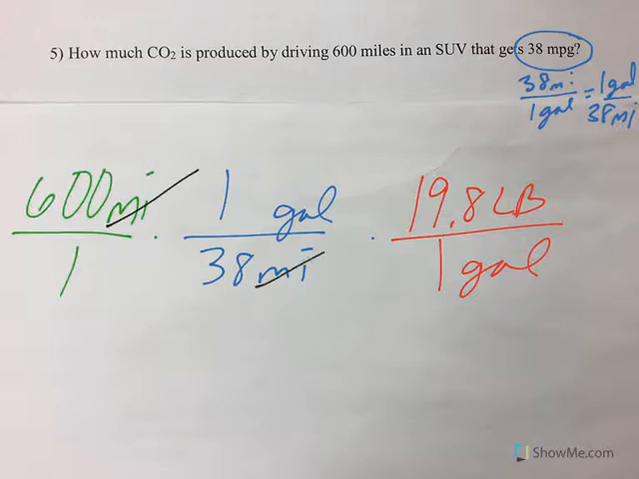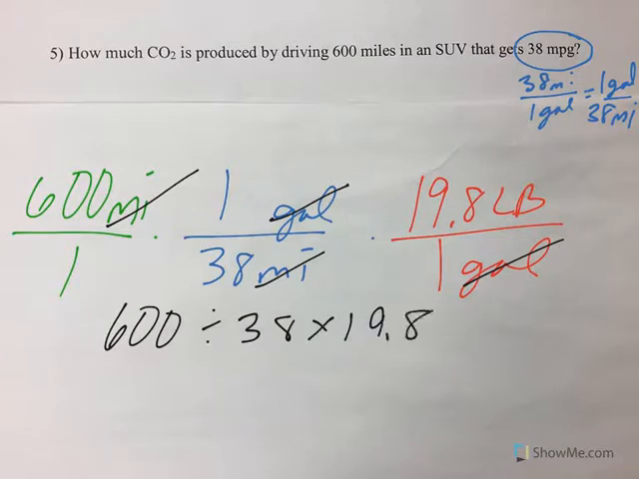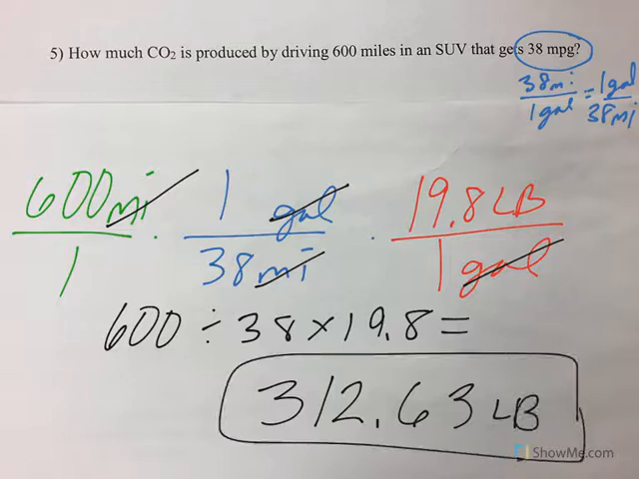So that means my miles cancel out with miles, my gallons cancel out with gallons, and I'm taking 600 divided by 38 times 19.8. Now, I work backwards with these problems, but again, if you understand them fully working forwards, it's just as good, just as easy. When you do the math there, we should end up with 312.63 pounds of CO2.